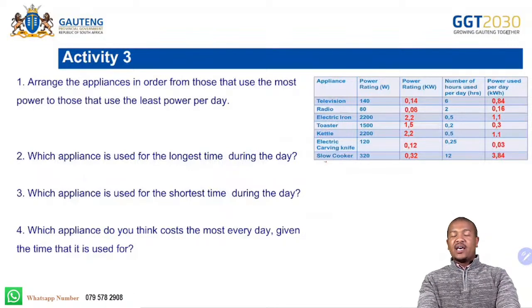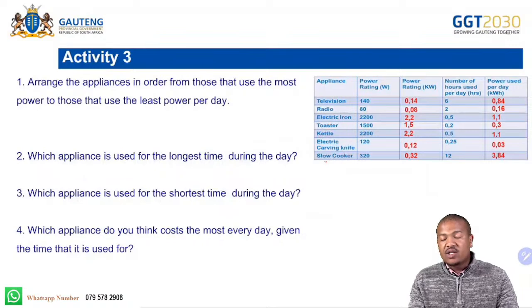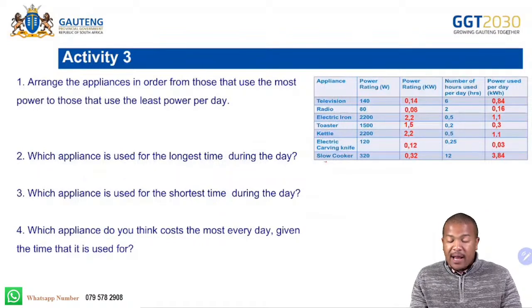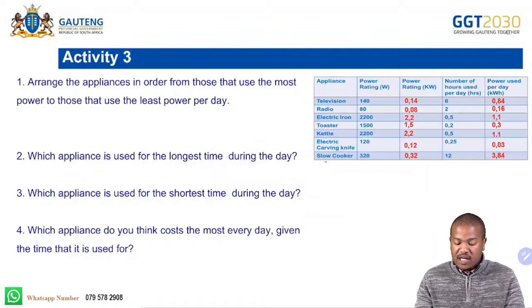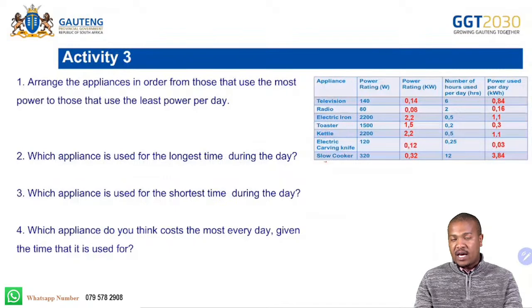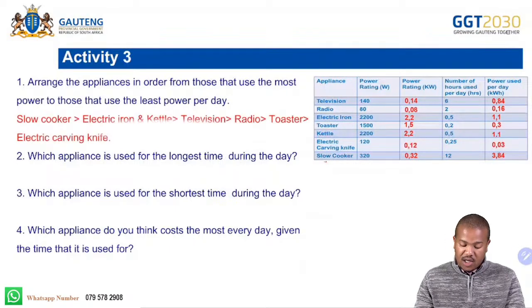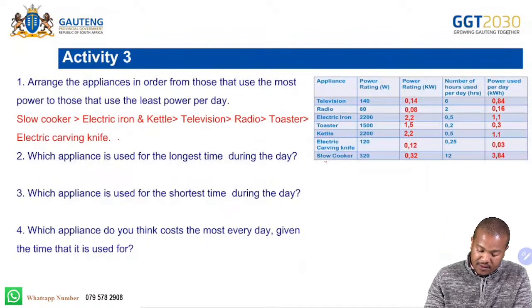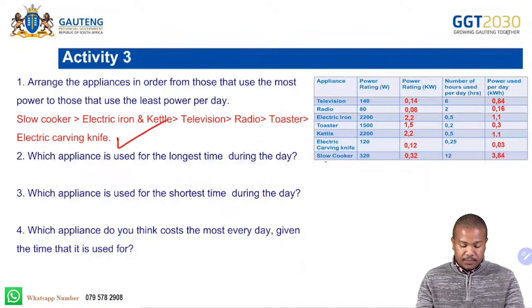Welcome back again, grade 9. Now let's look at the solutions. Number 1, arrange the appliances in order from those that use most power to those that use the least power per day. So here is the sequence. We start off with the slow cooker, electric iron and kettle because they are the same, television, radio, toaster, and electric carving knife. You mark your work.